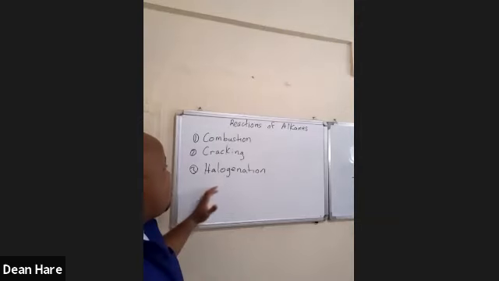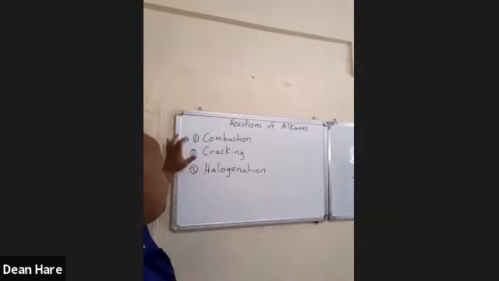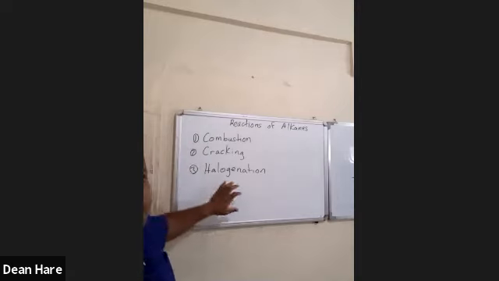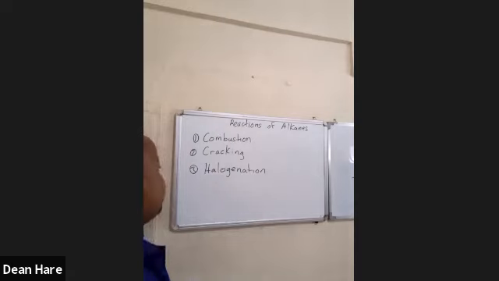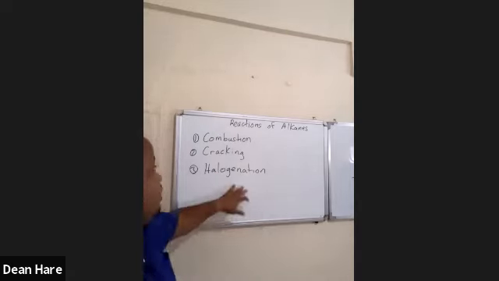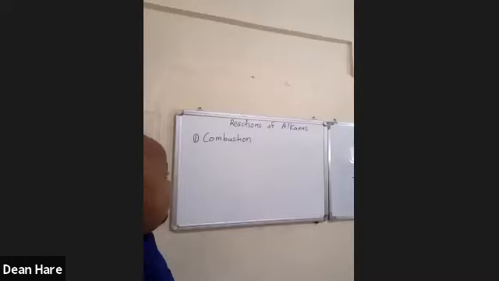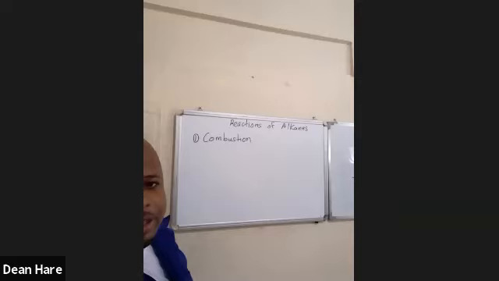All right, so for reactions of alkanes, we must know combustion, cracking, and halogenation. Before we work the past paper, let's quickly look back at what happens in each of these reactions. In combustion, we're simply igniting the hydrocarbon.